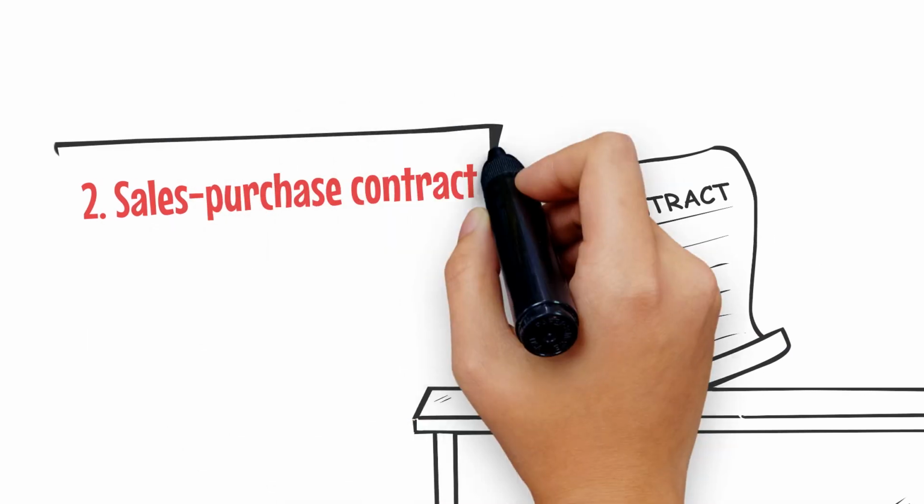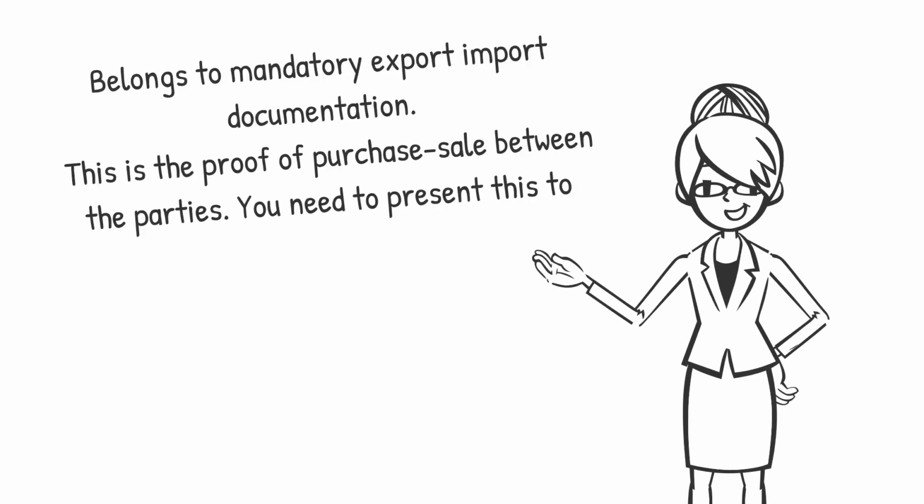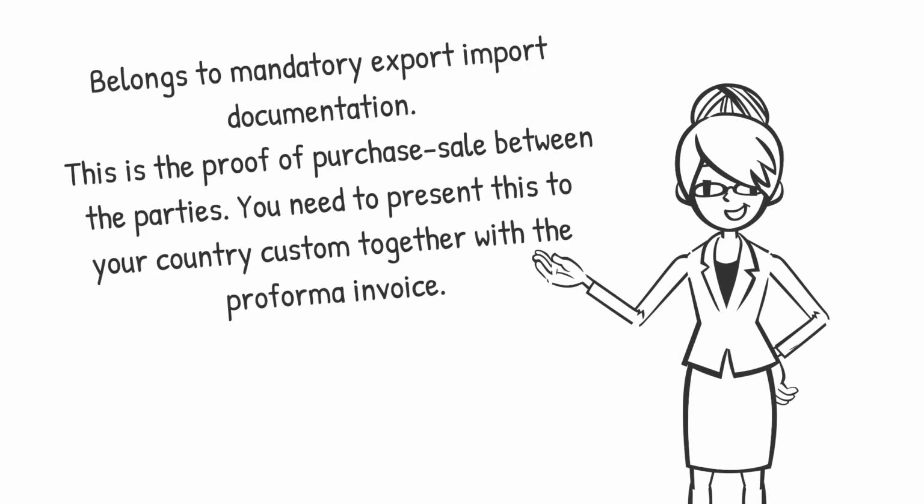2. Sales purchase contract. Belongs to mandatory export-import documentation. This is the proof of purchase and sale between the parties. You need to present this to your country's customs together with the pro forma invoice. The sales purchase contract needs to be well drafted and prepared.